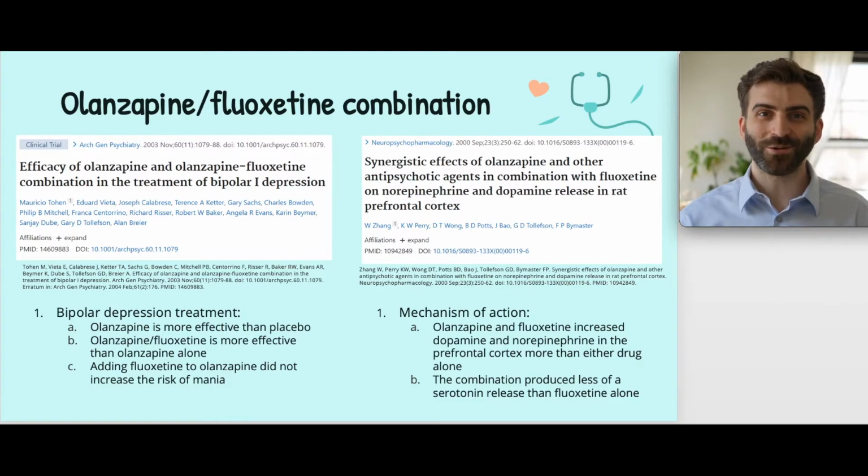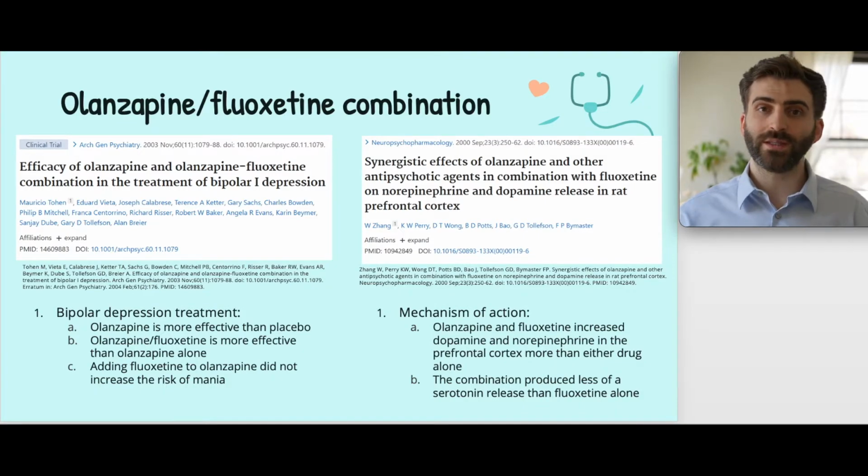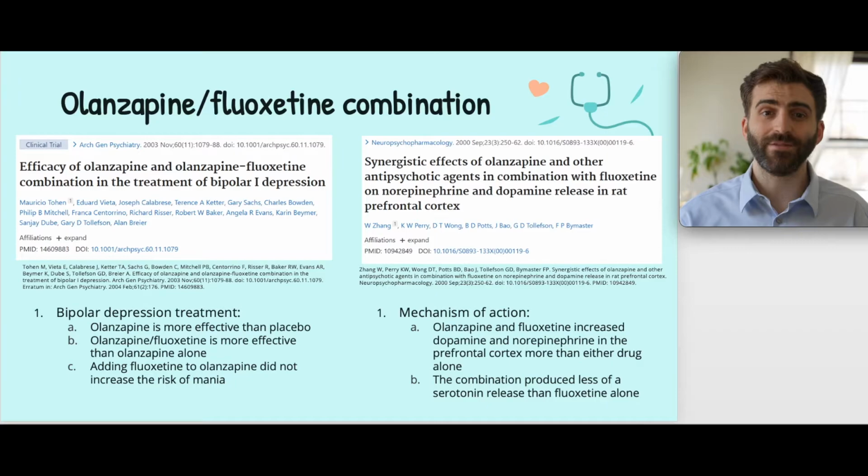So I did say there was an exception. So in the first line recommendations, there was a specific combination product. The brand name is called Symbyax, and this is olanzapine and fluoxetine in combination. Olanzapine is a second generation antipsychotic, and fluoxetine is an SSRI antidepressant medication. So the reason that they use this and recommend this first line is first, efficacy.